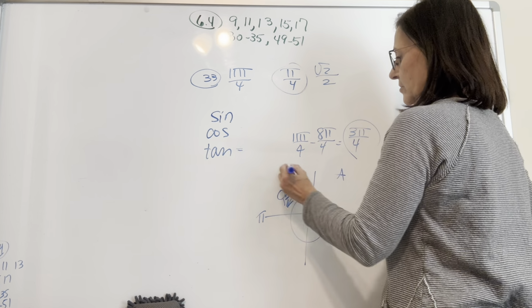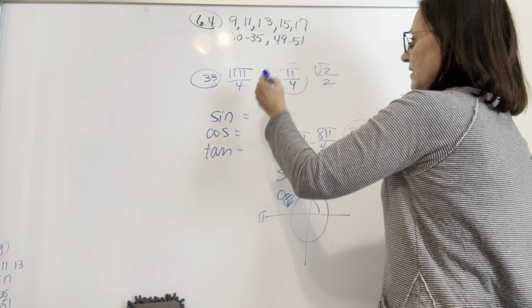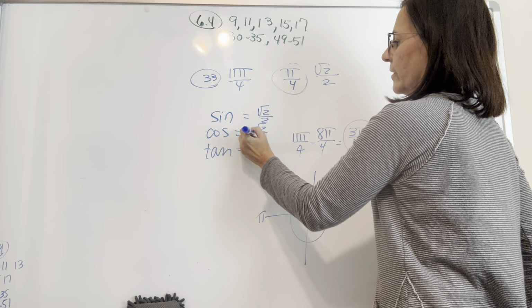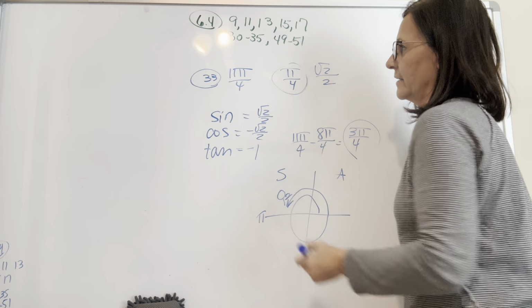So it's all students only. The sine is going to be positive. So the sine is square root of 2 over 2. The cosine, negative square root of 2 over 2. Tan is sine over cosine. They're the same but opposite signs, so it's negative 1.